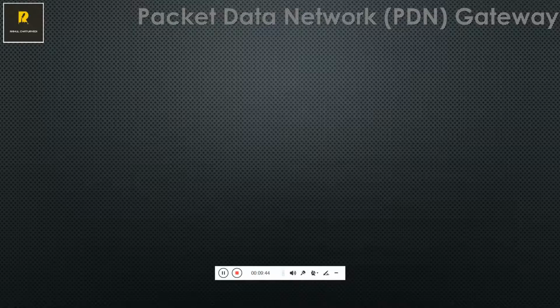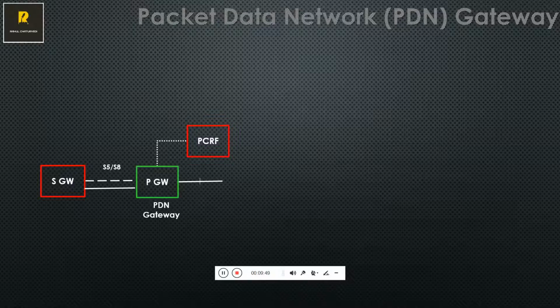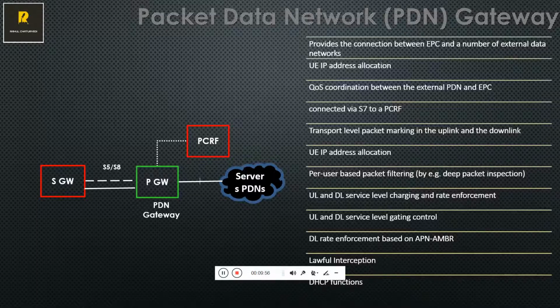Okay, coming to the PDN gateway now. The S gateway is connected with the P gateway. The P gateway is connected with the PCRF using the S7 interface, and it's also connected with the server PDN. So coming to the functionalities now: it provides the connection between EPC and a number of external data networks, UE IP address allocation, and quality of service coordination between the EPS PDN and EPC, connected by S7 to PCRF.